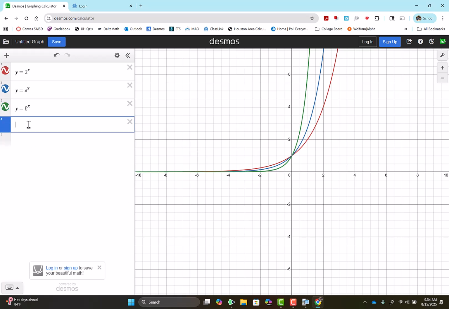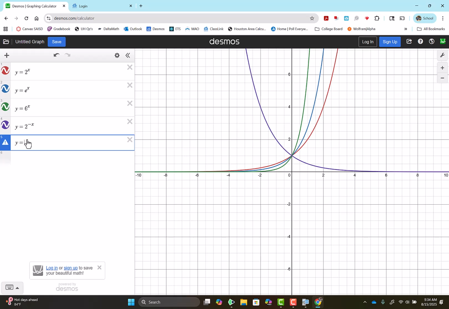But as soon as I put a negative, y equals 2 to the power negative x. Oh, look at that. By the way, that's the same as saying 1/2 to the power x. Look at the black one and look at the purple one. It's the same. How is it the same? Because of that property that I just talked to you about. We cool? Okay.